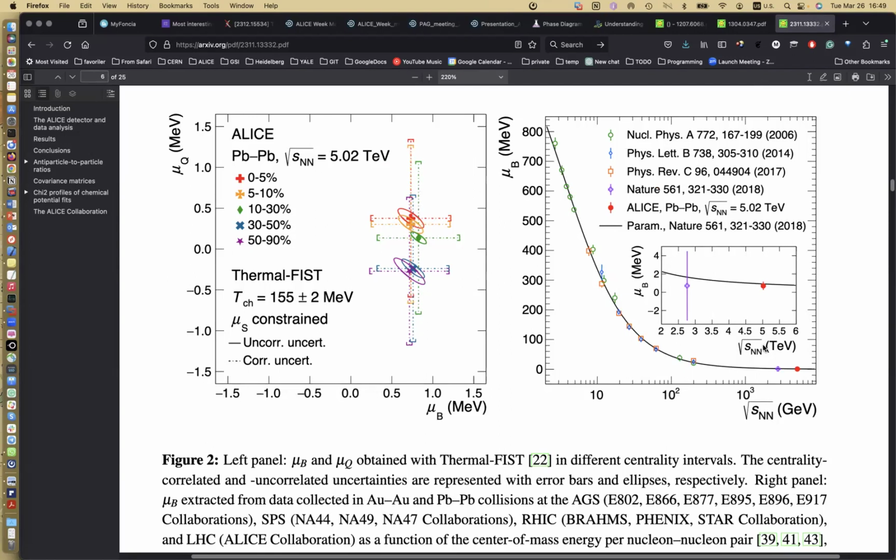No, I mean the expected kappa 3 over kappa 2. Ah, so it is not going to be exactly zero. No, but it is going to be very, very close. Yeah, the question is how close. All right, further discussions.